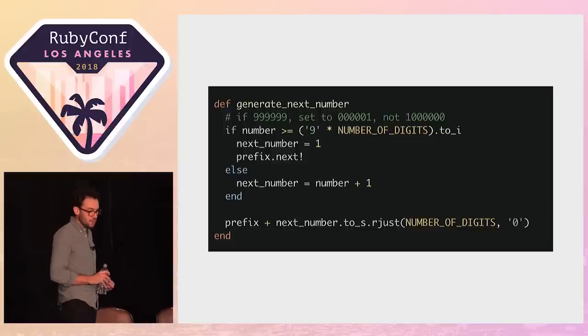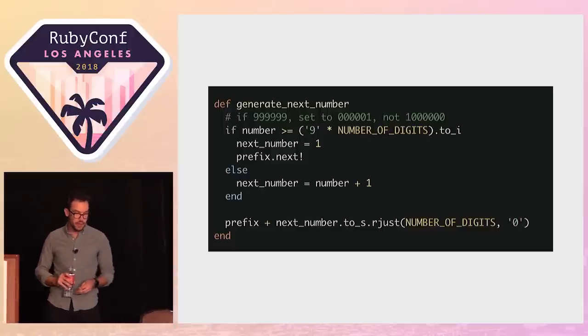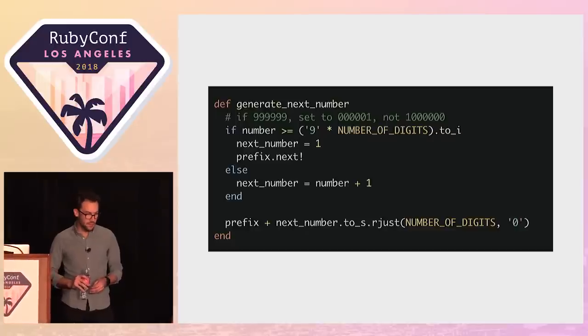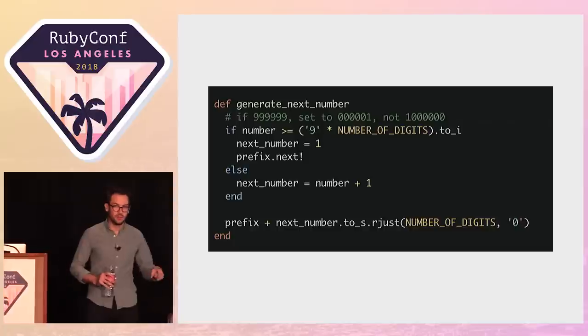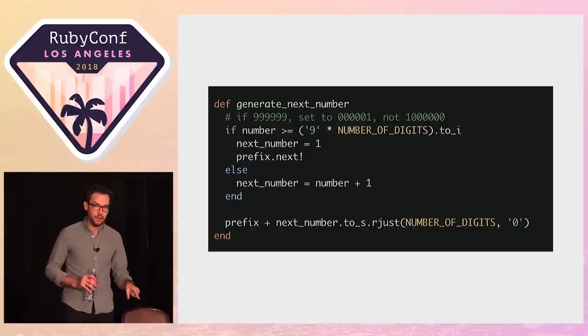Here's an example. It's code I was looking at in this application, and something about this caught my eye. It's that comment. If we have 99999, and we want to generate the next one, this is for generating purchase order numbers, we wrap back to one.